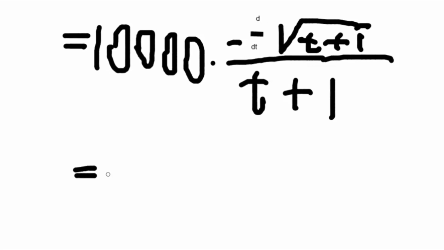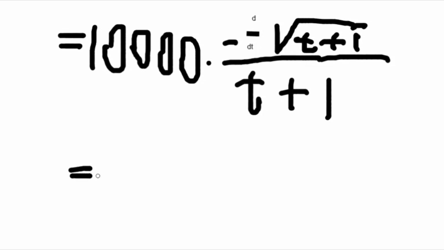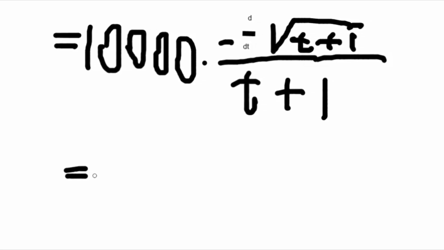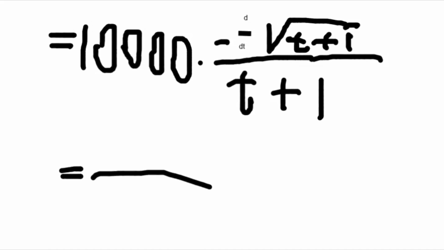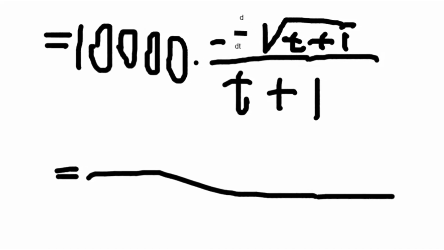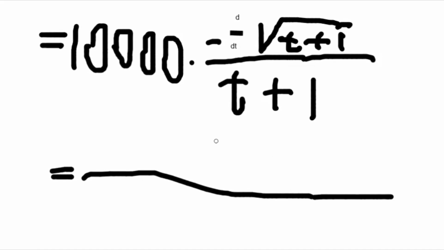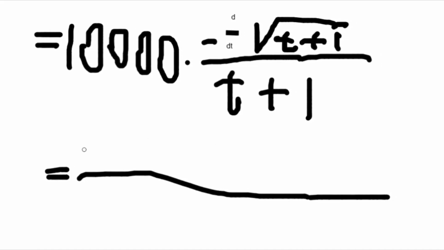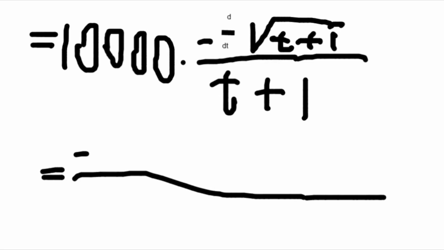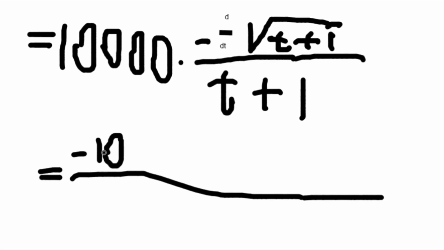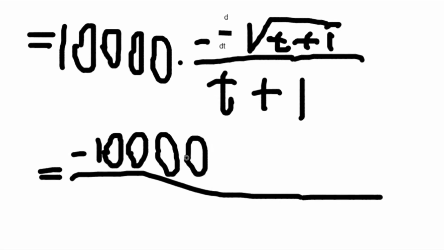Okay, so now we're going to end up with a massive line. So just prepare yourselves for the massiveness that is this line. Okay, good enough. But yeah, we're going to have negative 10,000. So we're going to have negative 0, another 0, another 0, and another 0.